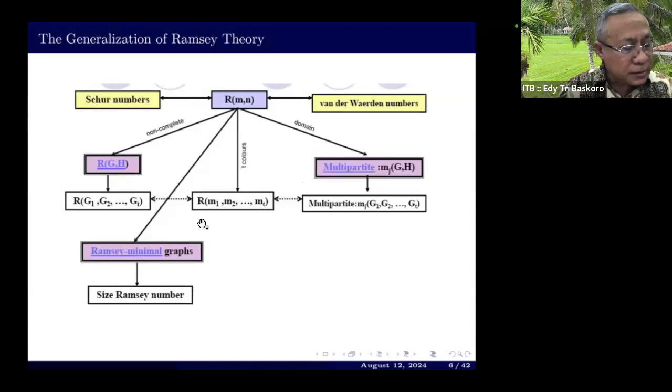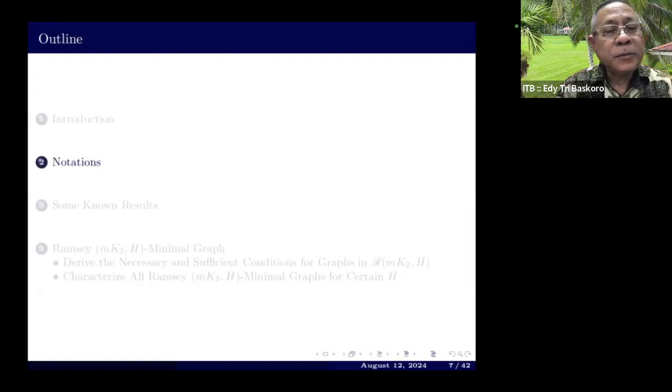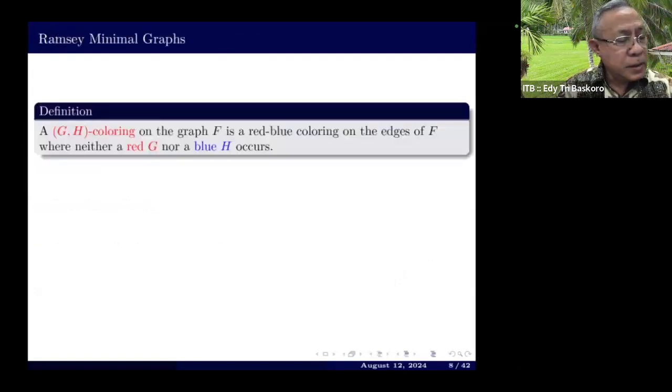In this talk, I will focus on Ramsey minimal graphs. Now we introduce some notation here. For given graphs F, G, and H, what we mean by a (G,H)-coloring on the graph F is a red-blue coloring on the edges of F, where neither a red G nor a blue H occurs.